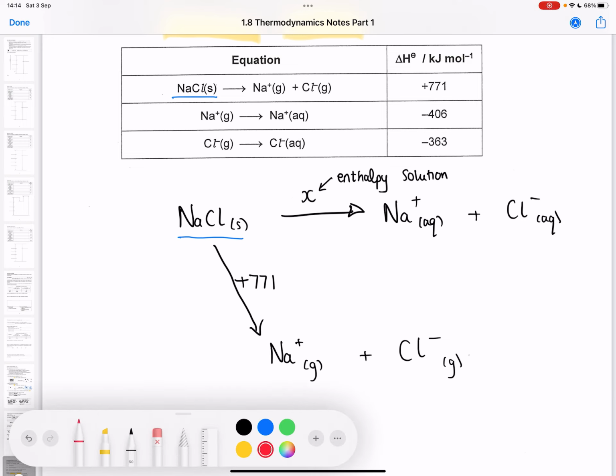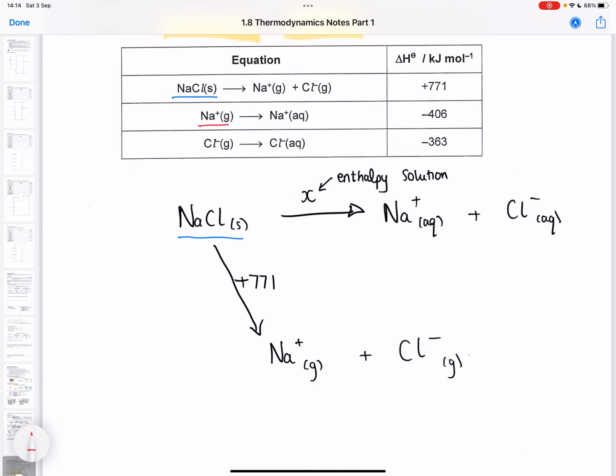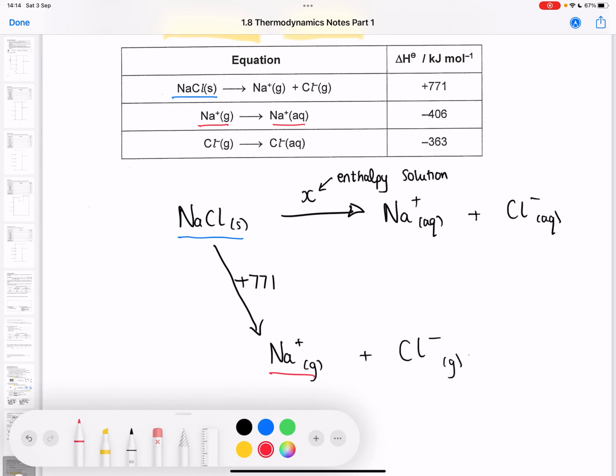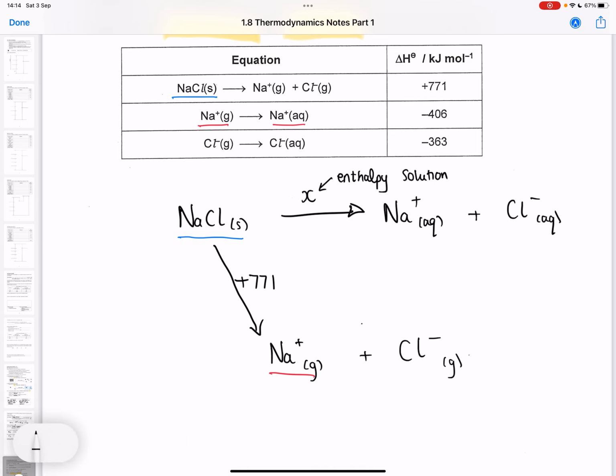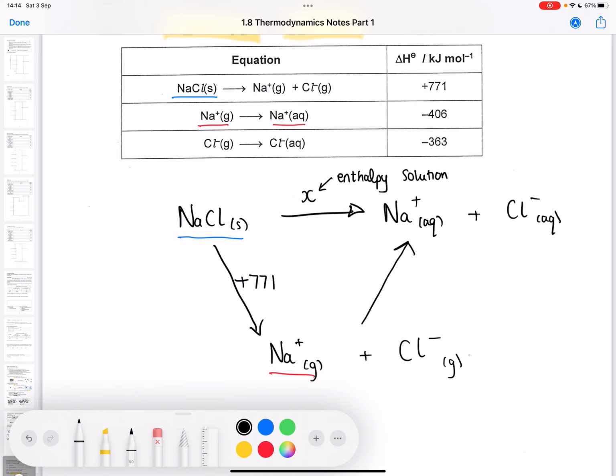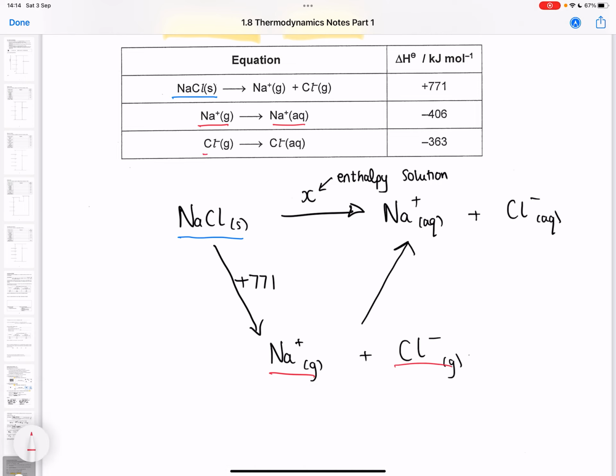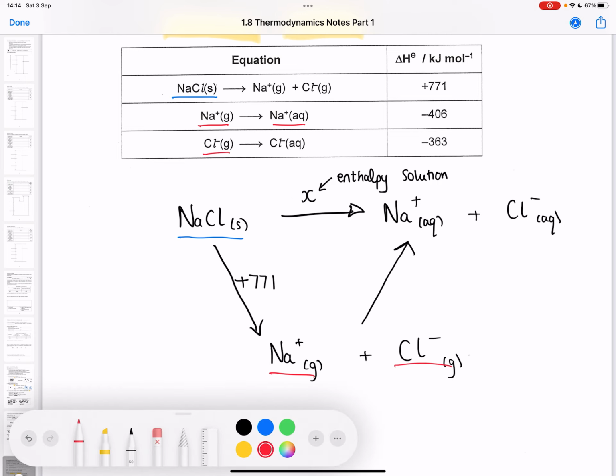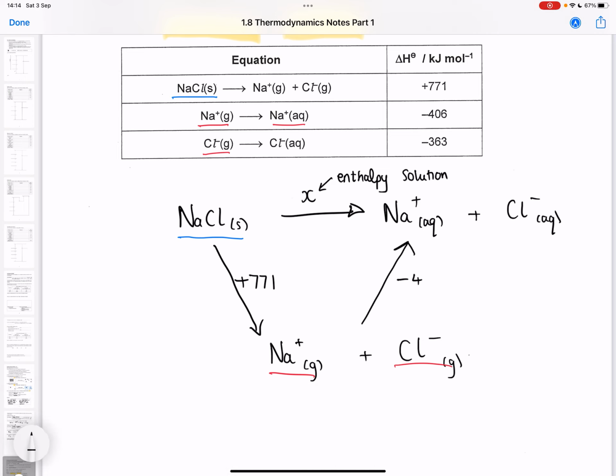Then what we've got over here is an Na+ gas going to an Na+ aq. We can see that's happening here. So I'm going to label an arrow pointing up. But also I can see at the same time that Cl- gas is becoming Cl- aq. So on this arrow, I'm going to add up minus 406 and minus 363. So I'm going to sum that together, that becomes minus 769. But that is the sum of the hydration enthalpies.